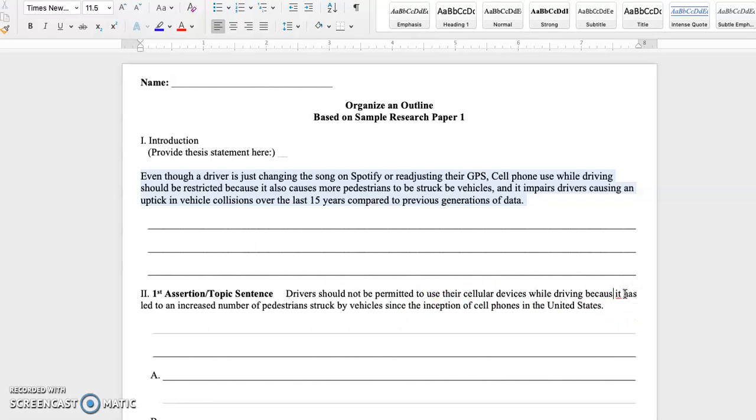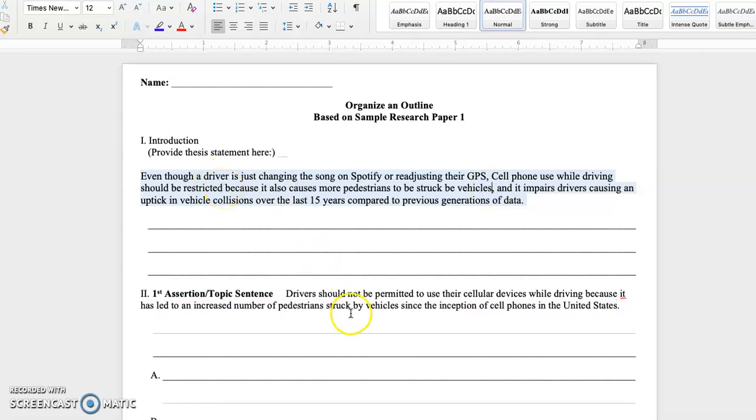Gotta clean this up. All right, drivers should not be permitted to use cellular devices while driving, because it has led to an increased number of pedestrians struck by vehicles since the inception of cell phones in the United States. Notice I'm rephrasing the whole point of the research paper. There's nothing wrong with that. It is not the exact same phrasing as what's in my thesis statement, but it's still the same argument.